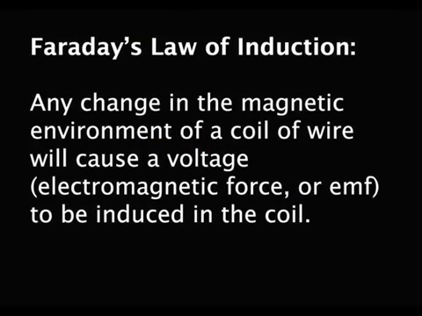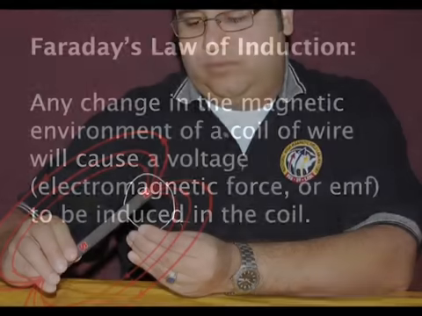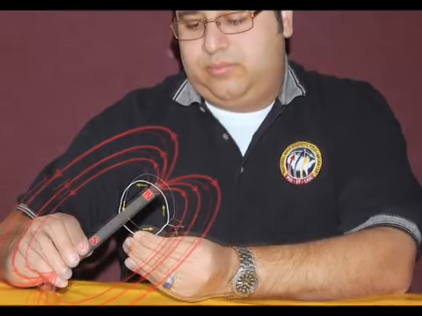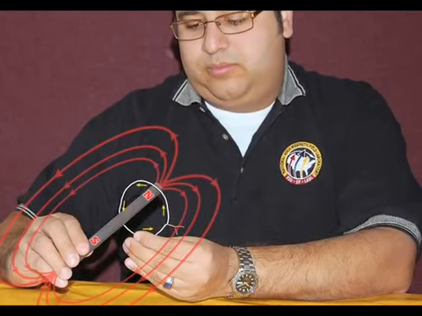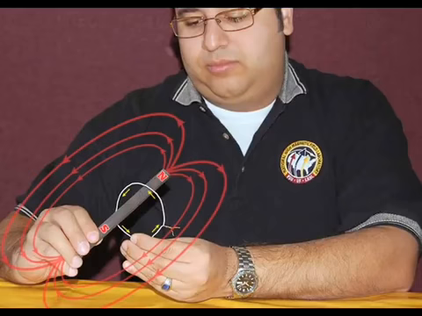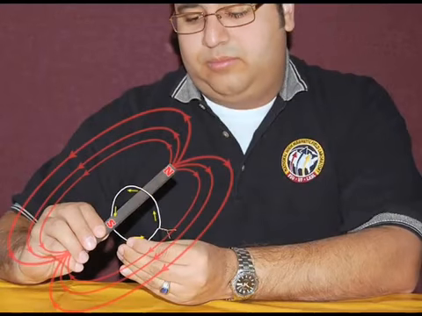A moving magnetic field, such as a magnet in motion, induces an electrical current in a nearby conductor, such as a copper tube or wire. That's known as Faraday's law. As you can see, when Carlos moves the magnet through this coil of wire, he's inducing a current in the wire. But it doesn't stop there.